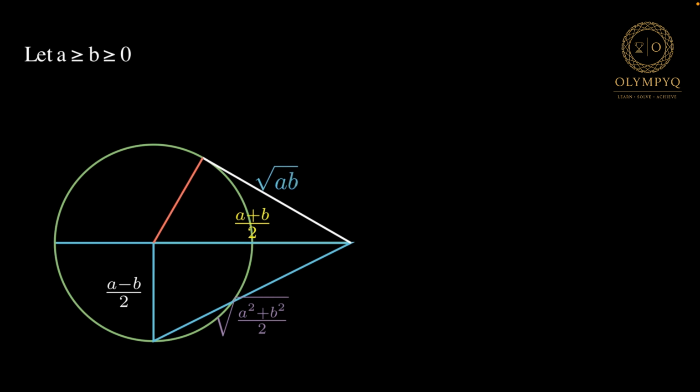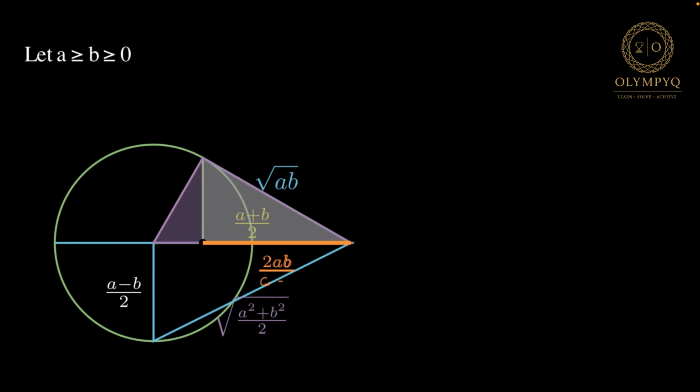Now dropping a perpendicular from the point of tangency will create similar triangles, and the two shaded triangles will be similar as they have a 90-degree angle and an angle in common. Now with the condition of similarity, we can find the smaller leg, and the smaller leg will come out to be equal to 2ab divided by (a plus b).